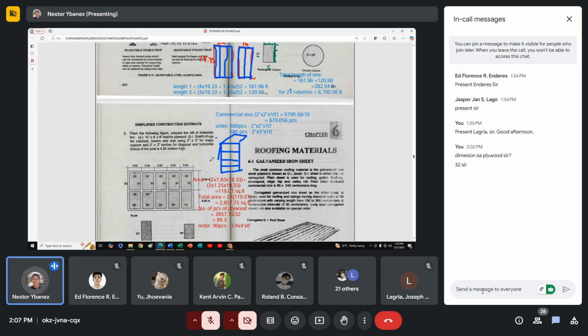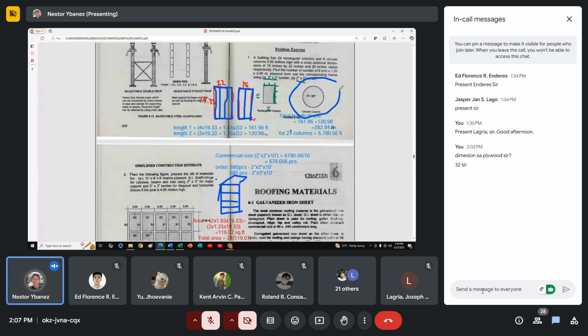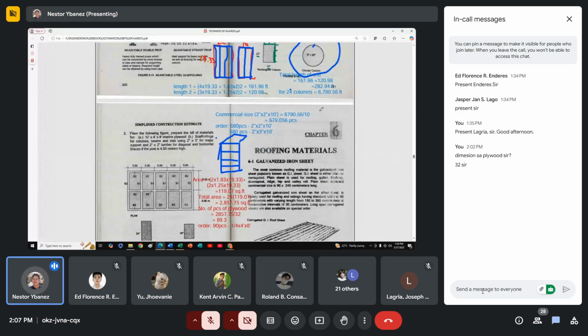For number 2, the circular column, it is similar. You assume the circumference, and after getting the circumference, flatten it out. Say the radius is 20, so the diameter is 40, so pi times d. So pi times 40.